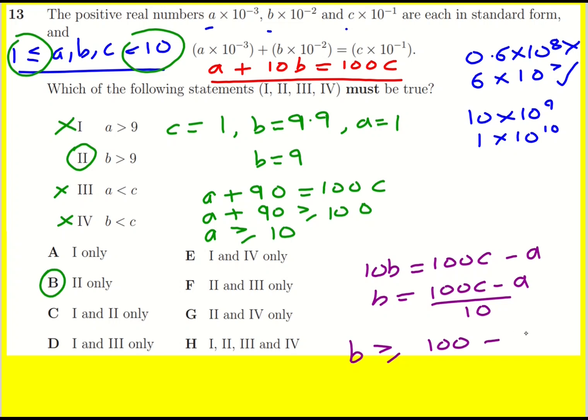So A would be like 9. I mean, there is no higher value here. So actually I can change it to a 10 and say that B has to be bigger than that. So 100 minus 10, over 10, and that actually gives me 9. So I've kind of proven it here. So yeah, B will have to be greater than 9. It's statement 2 that is necessarily true.